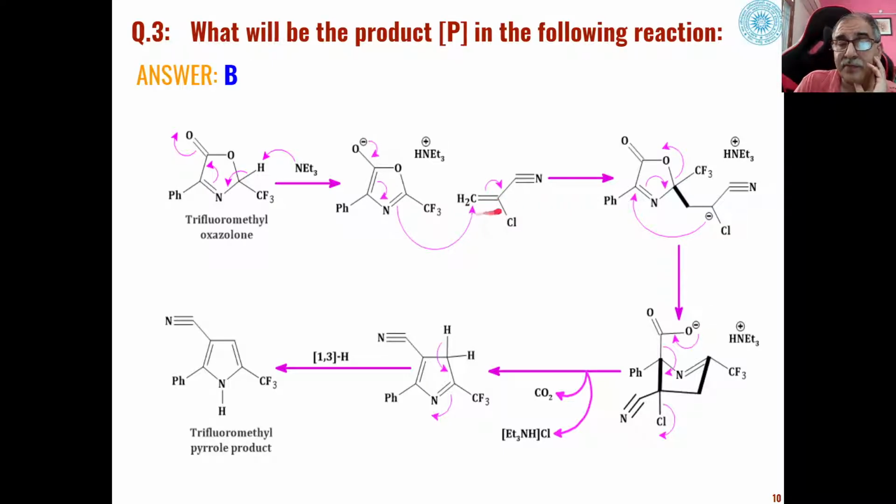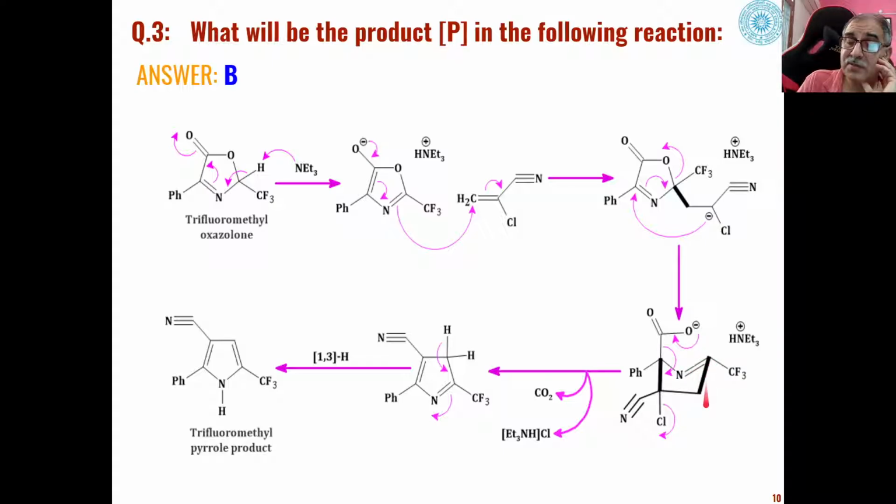Then this enolate ion will act as a nucleophile, and a Michael addition to this carbon carbon double bond will take place, and we will get these types of carbanions as intermediates. Then this carbanion will attack this carbon nitrogen double bond, and this will shift to this place to create a carbon nitrogen double bond by breaking this carbon oxygen single bond, and a carboxylate ion will be generated.